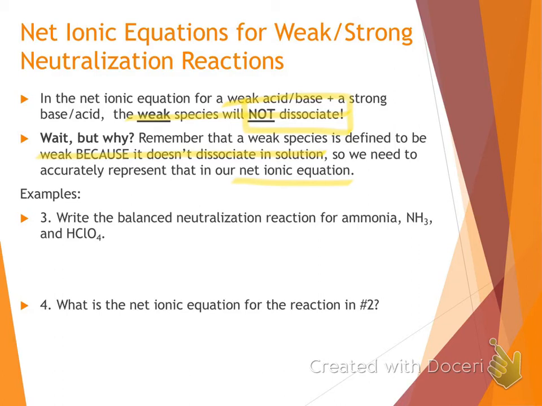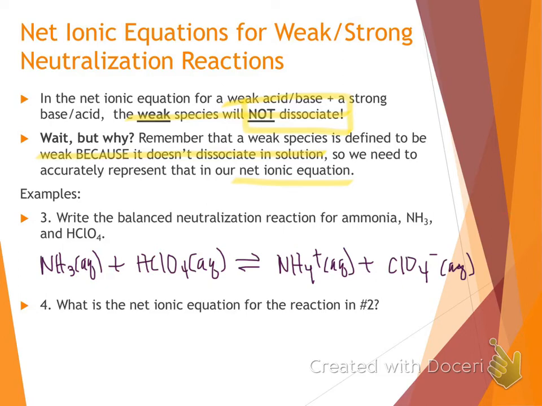So let's start by looking at the balanced neutralization reaction for ammonia and our perchloric acid. So first off, since these are both not Arrhenius acids and bases here, this is a Bronsted-Lowry base reaction, where we have our HClO4, which is a strong acid, reacting with the NH3, which is a weak base. We can see that that hydrogen was donated to the NH3 to form NH4+ and that perchlorate ion.